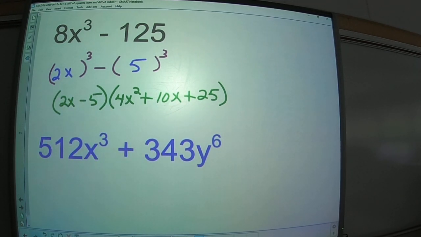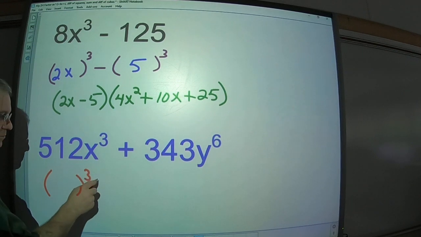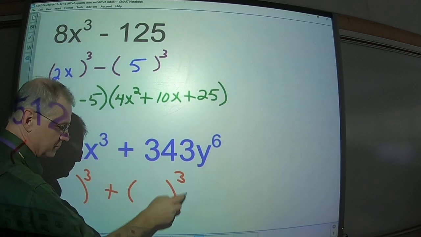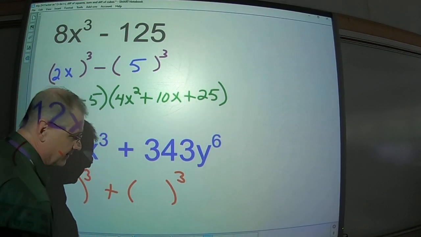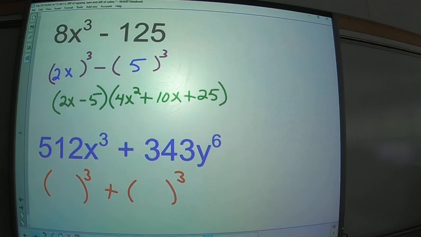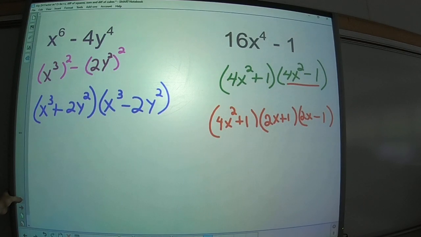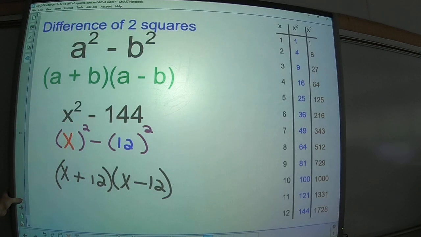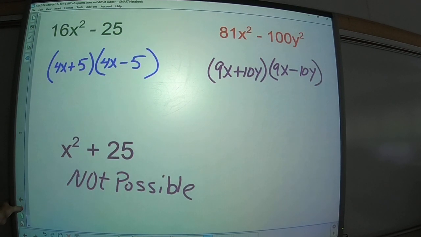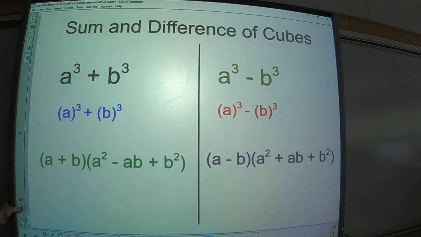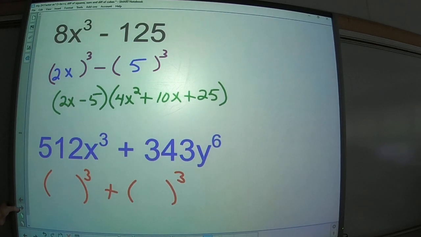Let's give this one a try. What cubed plus what cubed? Now again, you may want to refer back to that list. 512, let's quickly flip back to that. Come on, faster. There we go. 512 is 8 cubed. 343 is 7 cubed.